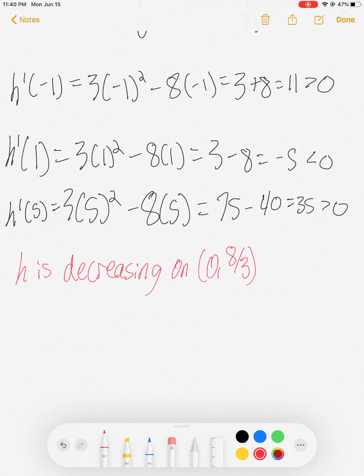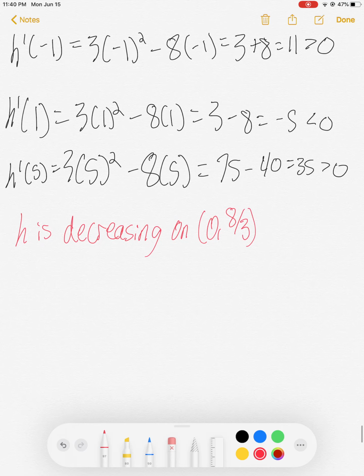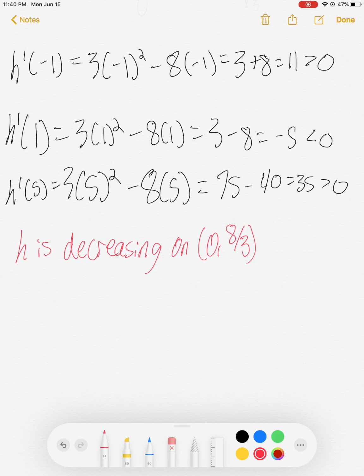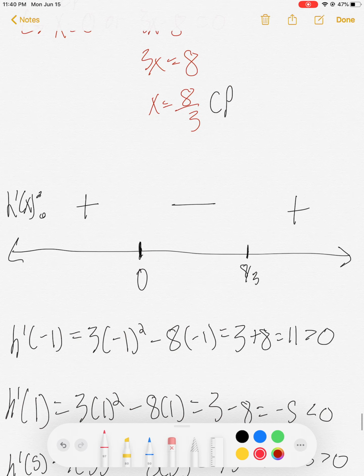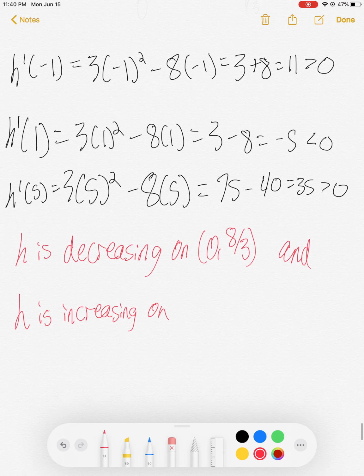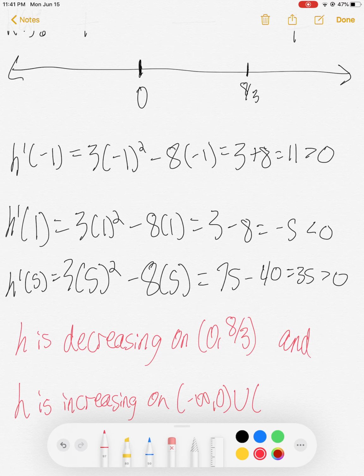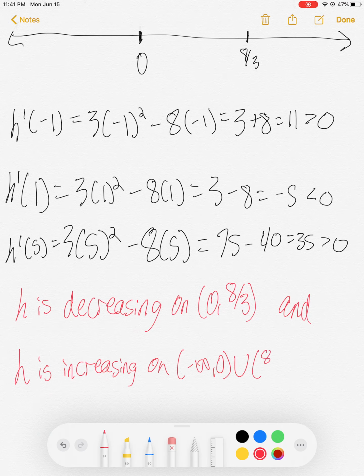So now what I can say is that h is decreasing. Remember, h is decreasing wherever the derivative is negative, on the interval from 0 to 8/3. We don't include the endpoints because at the endpoints the derivative is 0, so it's neither increasing nor decreasing. Now technically I think you can include them and it's technically okay, but really it's neither increasing nor decreasing there.